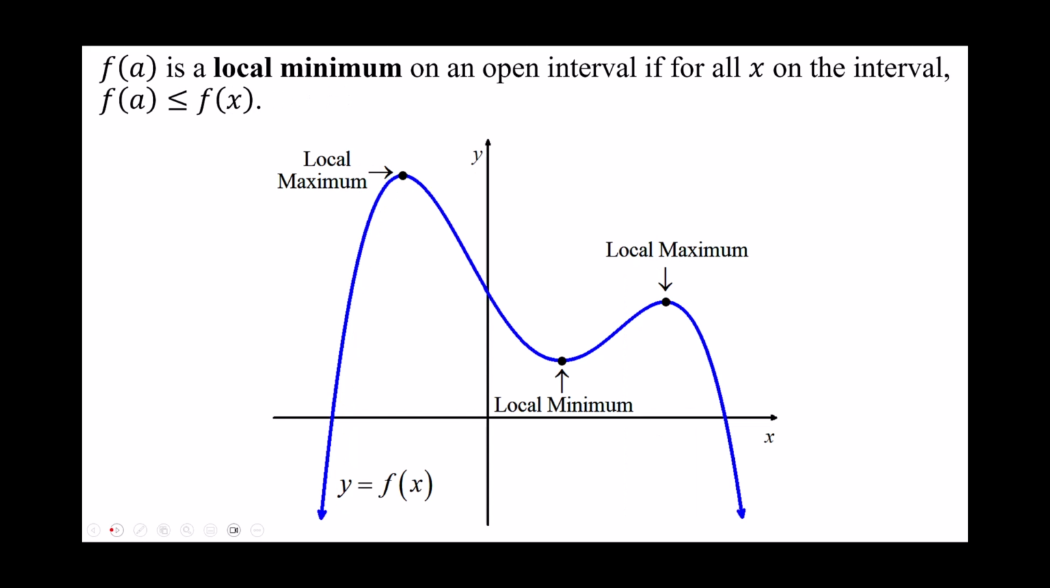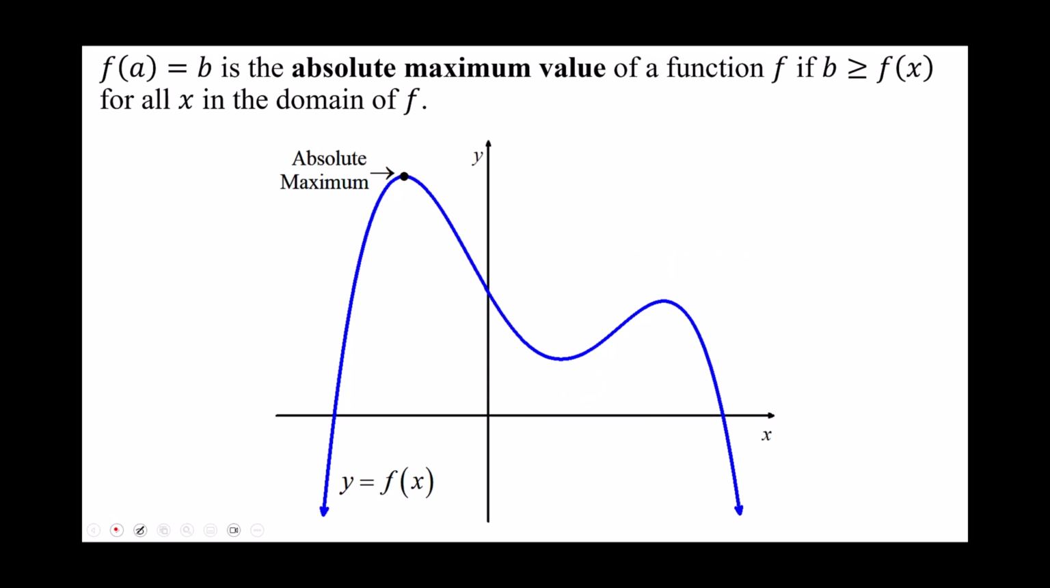f of a is a local minimum on an open interval if for all x on the interval, f of a is less than or equal to f of x. So this point is a local minimum because that is the lowest value on the graph. So y is the smallest number of all the y values in its neighborhood. This neighborhood could be as big or as small as we want, but that one is a local minimum.